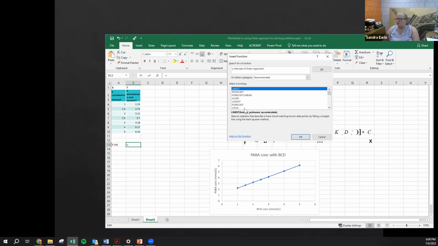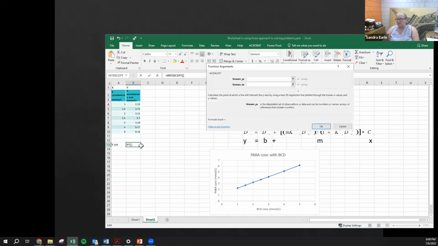Okay, so we can use the LINEST or the INTERCEPT. I usually use INTERCEPT, which calculates the point at which a line will intersect the y-axis by using best fit regression plotted through the known x and y values. So that's what I want to use. I'm going to use intercept here.